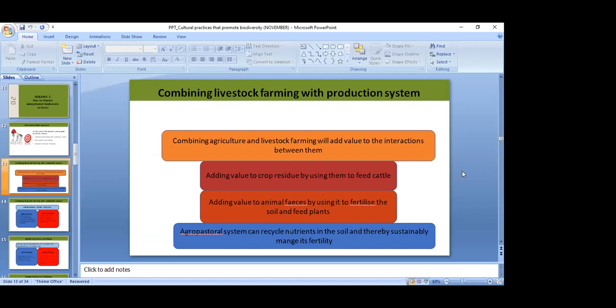So we encourage that as a farmer, have a bit of livestock farming, so that you can be using the dung and the poultry droppings as a source of manure to fertilize your land. That is what we normally encourage. And we also noted adding value to crop residue by using them to feed cattle. The normal crop debris and residues that we pack together and burn, instead of burning them, we use them to feed the animals.